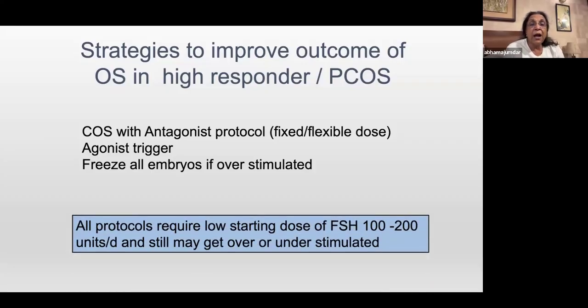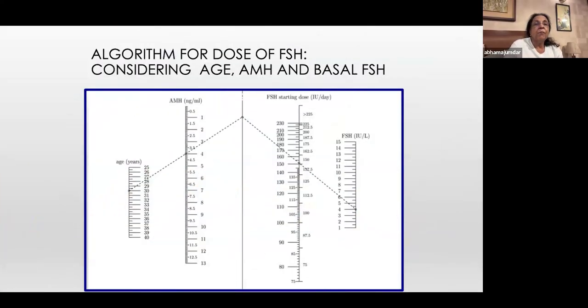So all protocols require a low starting dose of FSH. That means 100 to 200 units, not more than that. And still the ovaries may get overstimulated. Now, algorithm for dose of FSH, this is especially when the AMH is high and these are high responders and PCOS. So what you use is age, AMH, and basal FSH. You see, all these three things I had spoken to you earlier, that basal FSH, age, and cycle regularity are three important predictors of how the patient is going to respond. Here we take age and basal FSH.